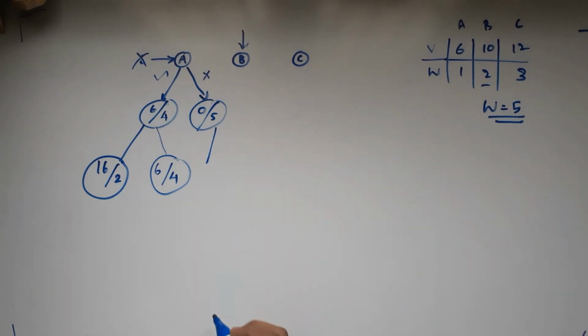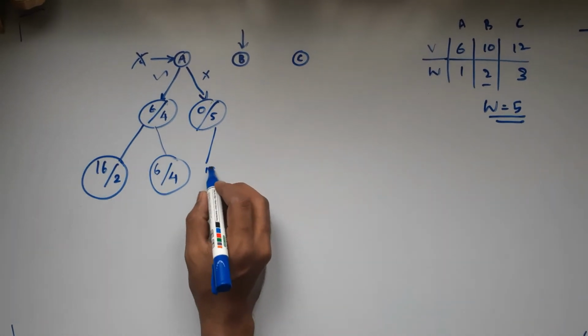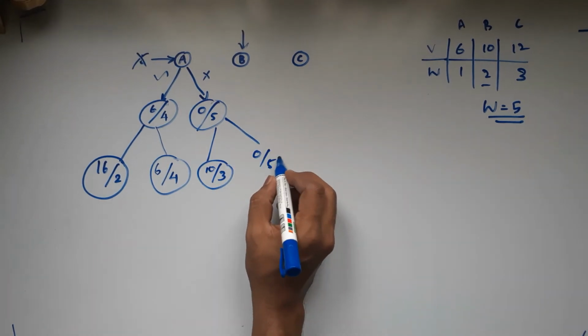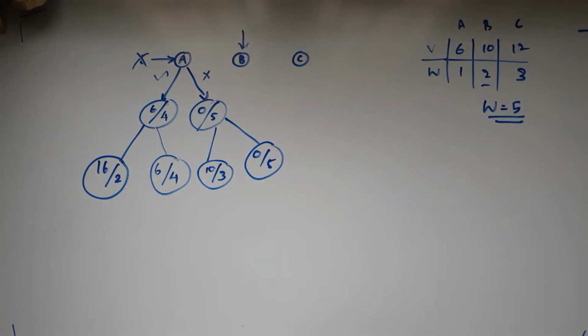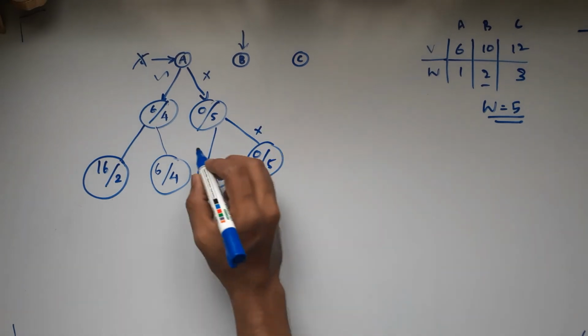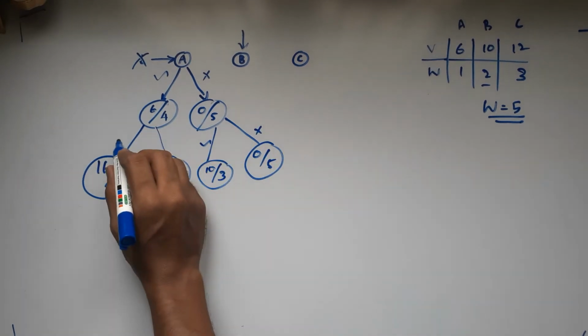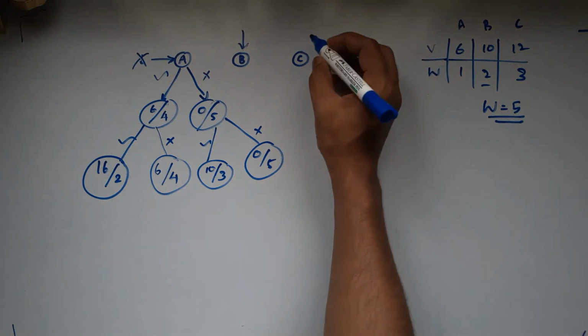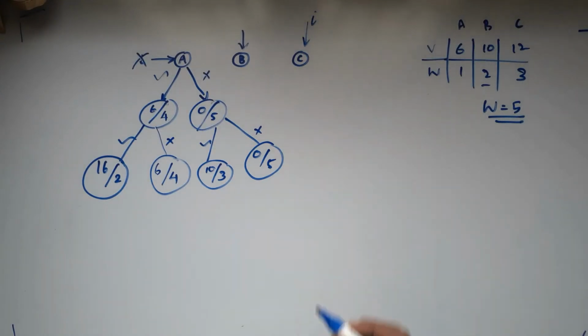Now for this, the value will be 10 and the weight 3, and if we decide not to include it in our knapsack, then it will remain as such. This is not including, this is to include. So the left side is to include, the right side is not to include. Now what we do next is, we'll increment the pointer again. Now it points to the third object, which is C.